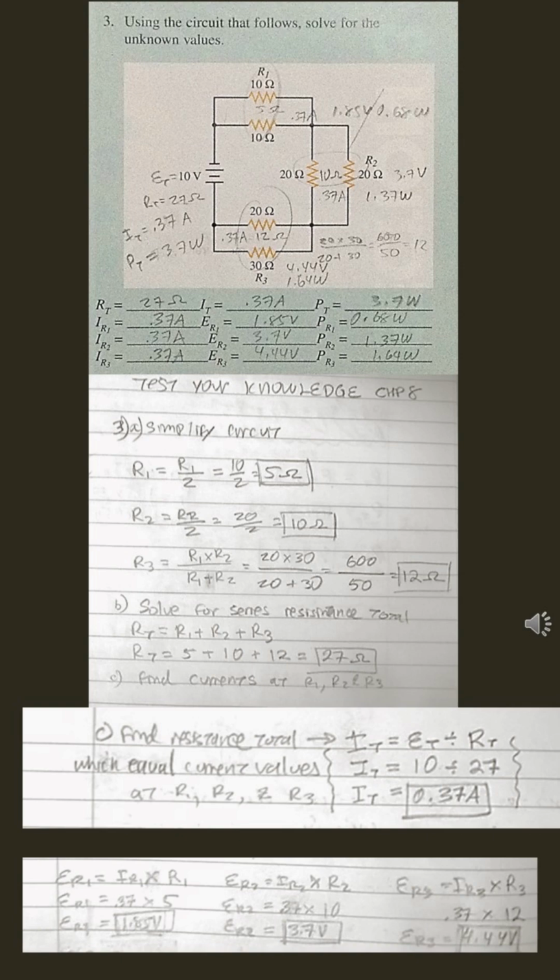So we take our current total to find each resistor voltage drop, since we know in a series circuit, current is equal at each resistor location. So we use that across all of our resistors, which are now simplified. The voltage drop at R1 equals the current total, 0.37 times 5 ohms, which is 1.85 volts. At resistor 2, we have 0.37 amps times 10 ohms, which is 3.7 volts. And the voltage drop at resistor 3 is 0.37 amps times 12 ohms, or 4.44 volts.